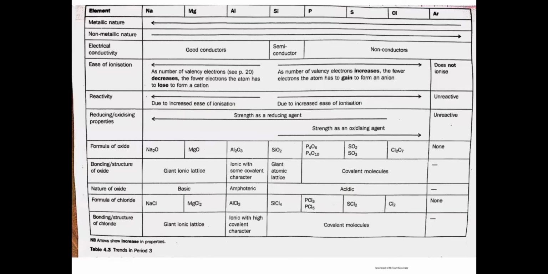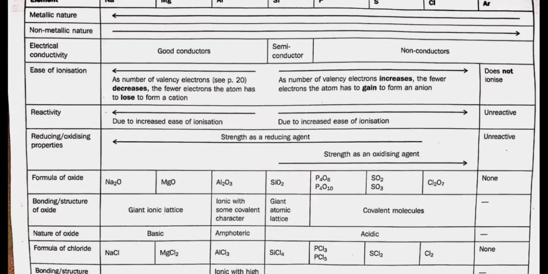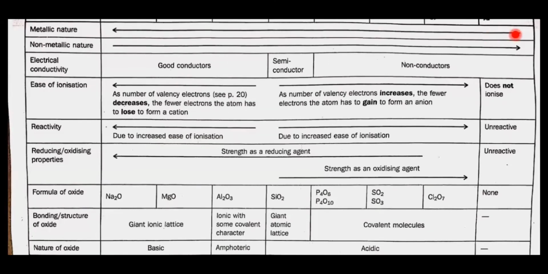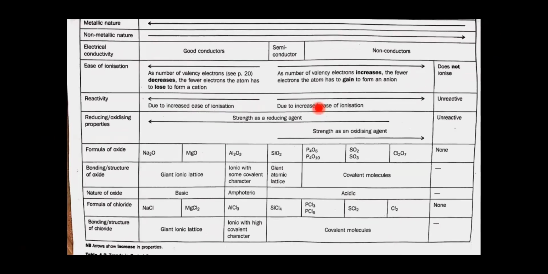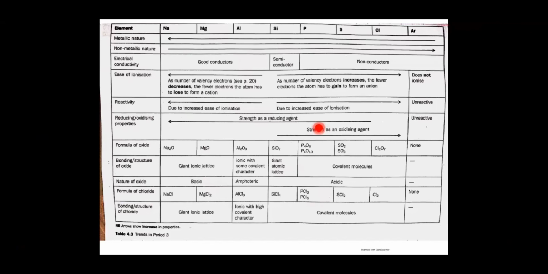So the first property that they're looking at here is the metallic nature. Now your arrows show you increase of your property, right? So let me just get up inside here a little more. Right, so we're looking at the metallic nature. So if you look at it, it's from right to left, it gets more metallic, right? So that means, let me just zoom out a little bit. Zoom out. Right.